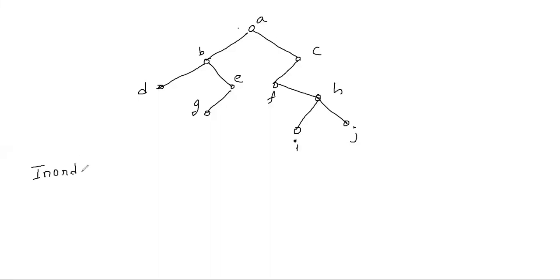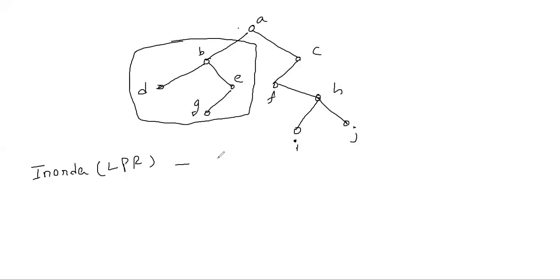In order, what is the formula? LPR. Okay. So left, parent, right. First, come to this left side. You come to the left side. This is a tree. Left. Now, again left side. Again left side. You have one subtree. What is that subtree? B subtree. For B, again you have to do the formula.